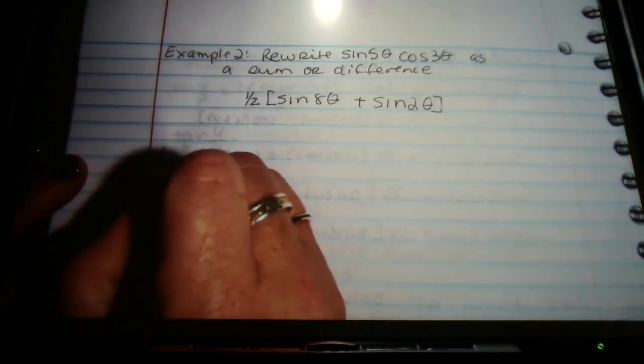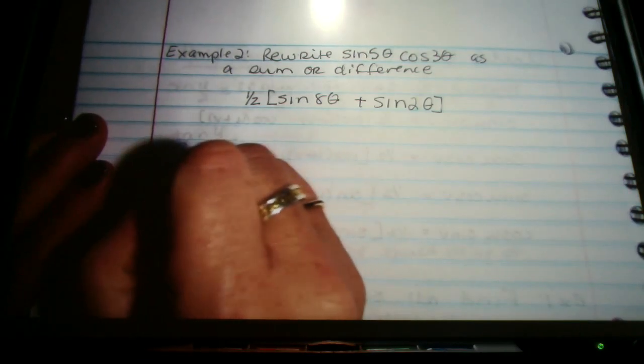Are you awake? No. You could take a nap. Questions? Can we take a nap? Is that it? That's it. It just says rewrite it as a sum. Oh. So have I rewritten it as a sum? Yes. Aha. Okay.